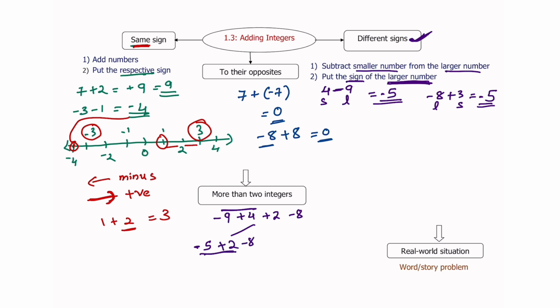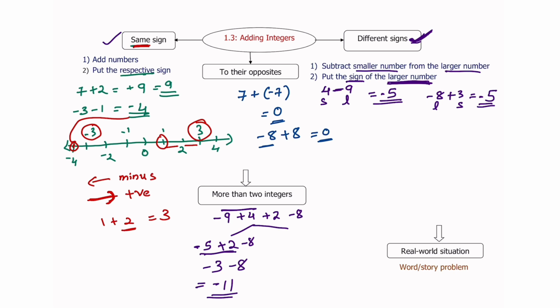Now I take this 2. Minus 5 plus 2. Again we are going to follow this rule over here, which is 3 and a negative sign. And then I take minus 8. Same sign rule. Add them, 11, and put the respective sign. That's the answer. So I just took each integer in the sequence as it was given to me.